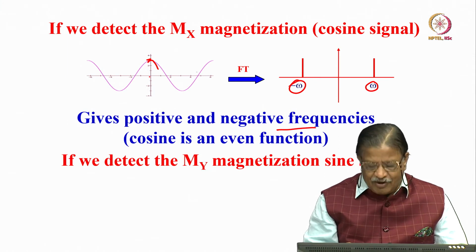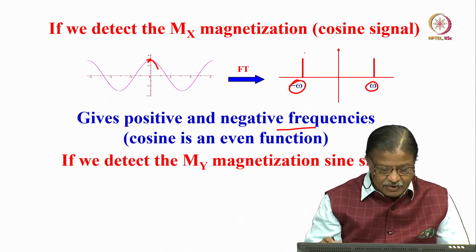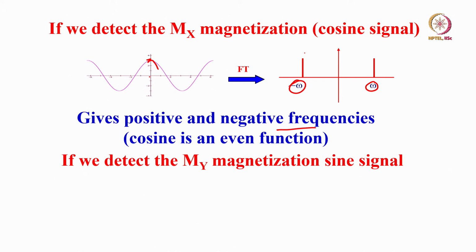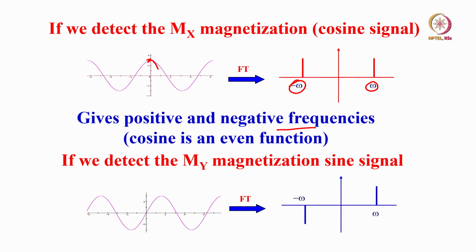Now if you detect My magnetization, it is a sine signal. Of course, this is the Mx magnetization, magnetization I am talking. We get two signals. Now if My magnetization, if I detect, that is the sine part, or of course this itself, cosine signal itself, if you do this thing, then Fourier transformation of this you get minus omega and plus omega, they are out of phase by 90 degree. One is negative absorption, other is positive absorption. See, if you detect the Mx part of the signal and do the Fourier transformation of it, you get two frequencies, minus omega and plus omega, because the cosine is an even function.